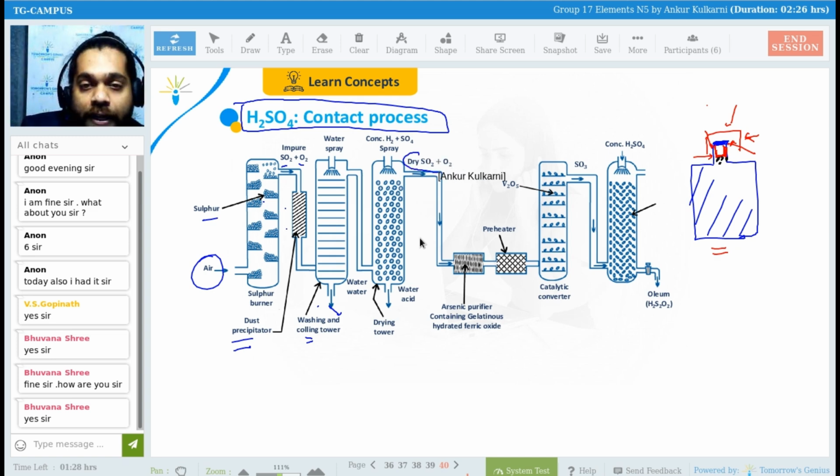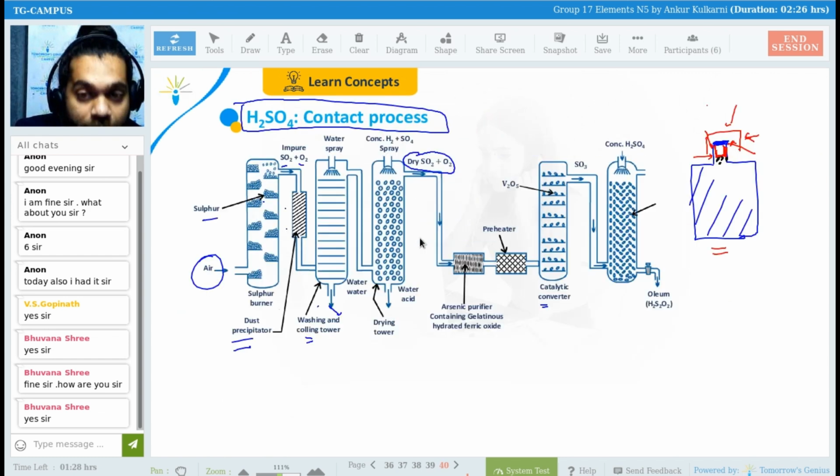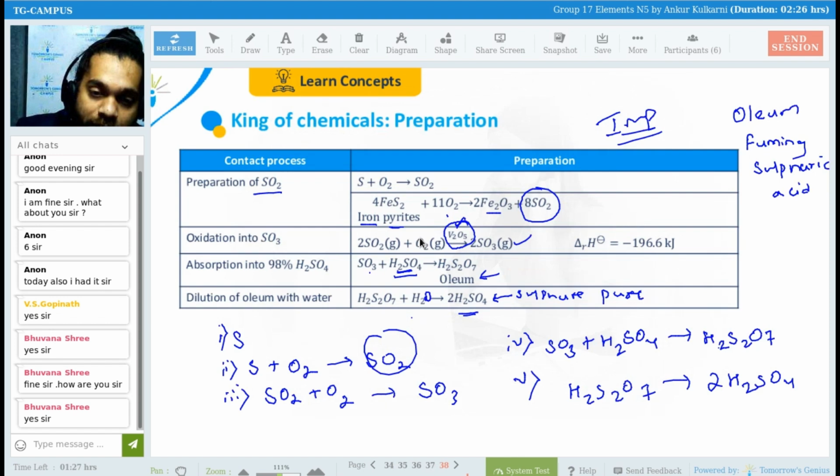So finally, what do you get? You get pure dry SO2 and O2. That goes into the catalytic converter. If you remember, in the reaction you have written SO2 plus O2. What do you require? You require a V2O5 catalyst, that is vanadium pentoxide. So that goes into vanadium pentoxide. Then SO2 and O2 react, and what do you get? You get sulfur trioxide.